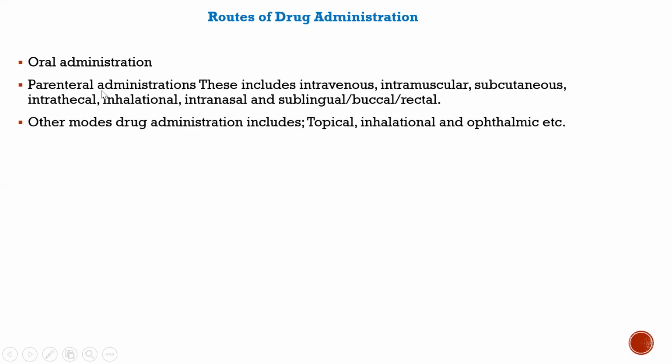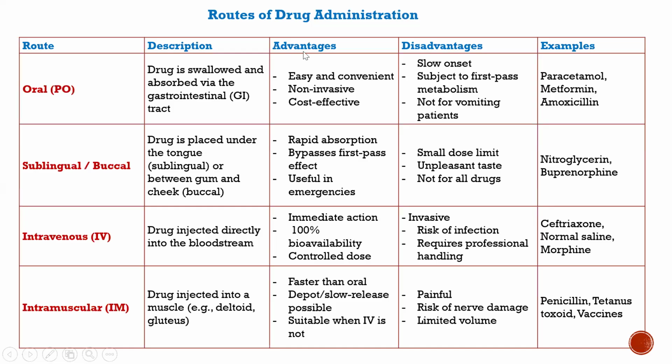Then we also have parenteral administration. It includes intravenous, intramuscular, subcutaneous, intrathecal, inhalation, intranasal or sublingual, buccal or rectal routes. So all these fall under parenteral administration of drugs. All right. We also have different other modes. We have topical, like application of the drugs on the skin, inhalation, and ophthalmic. And we're going to be looking at them in detail with their description, advantages, disadvantages, and then examples of drugs that can be taken into these different routes.